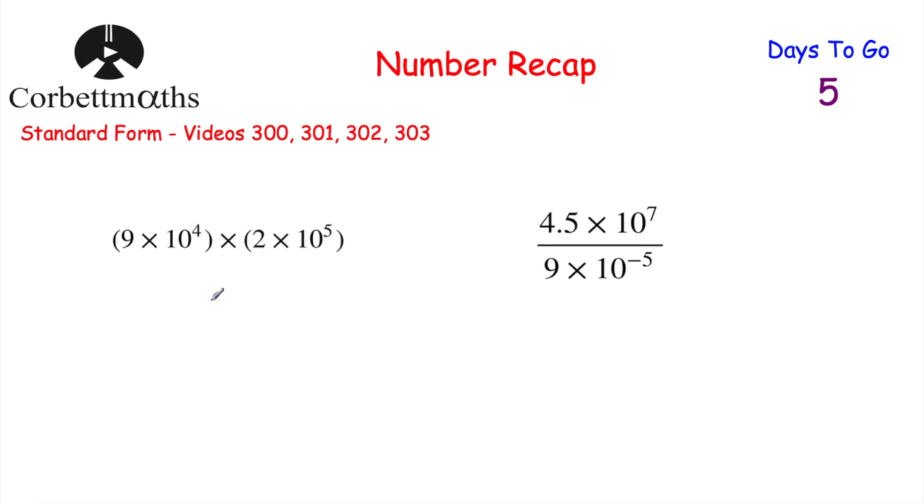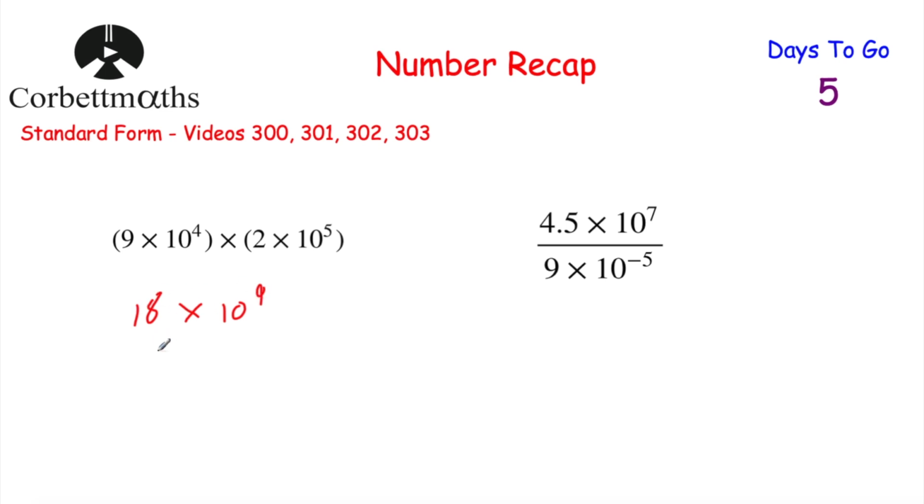In terms of multiplication, if we were to multiply numbers in standard form, such as this, what we can do is if we had 9 times 10 to the power 4 multiplied by 2 times 10 to the power 5, you can multiply the 9 and the 2 together to begin with. So 9 times 2 is 18. And then we've got 10 to the power 4 multiplied by 10 to the power 5. So remember the laws of indices, you add the powers there. So that'll be 10 to the power of 9. That'll be 18 multiplied by 10 to the power of 9.